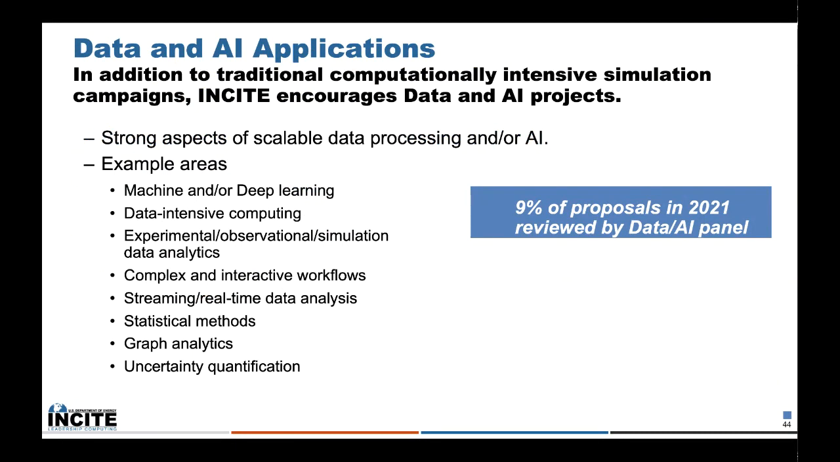The examples of capabilities employed are included here, some of the points, but certainly not limited to machine and deep learning intensive computing. So we have some areas, but hopefully this will continue to grow as the large-scale data and AI capabilities continue to mature. So the INCITE program does indeed receive strong proposals having significant data and AI components. And these proposals are evaluated, as Catherine mentioned, in the data and AI panel. Next, please.